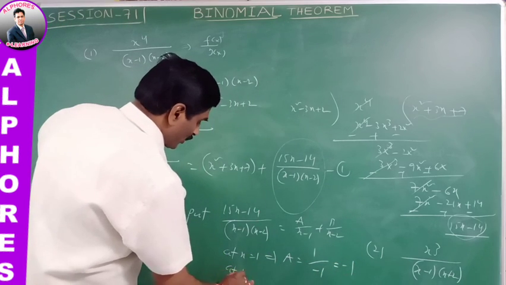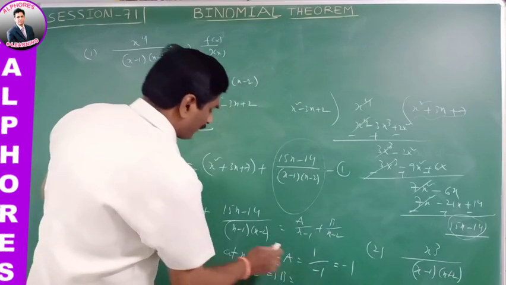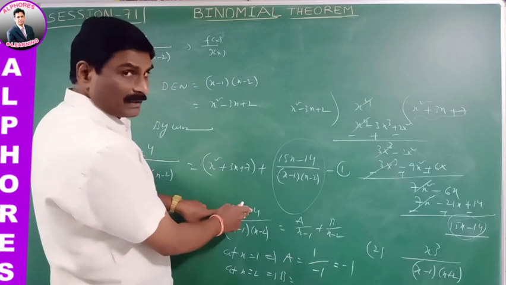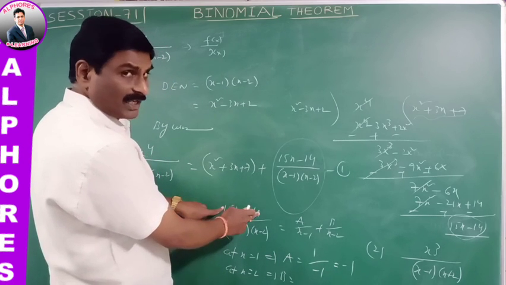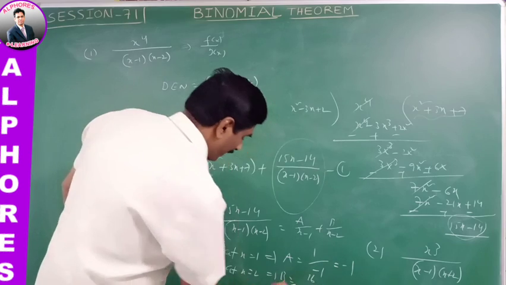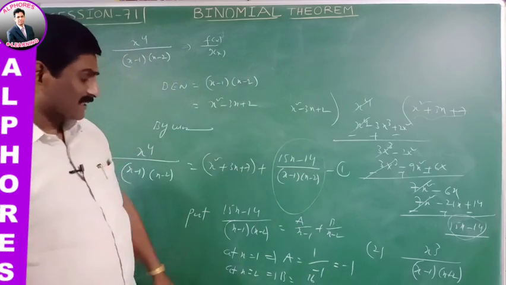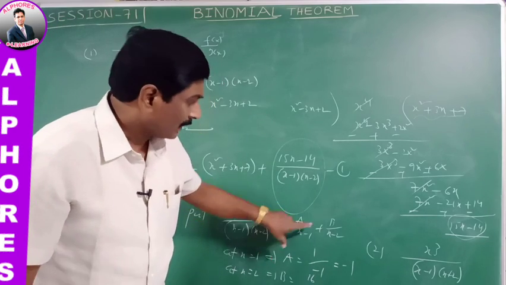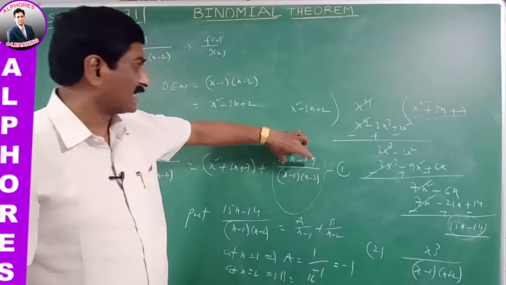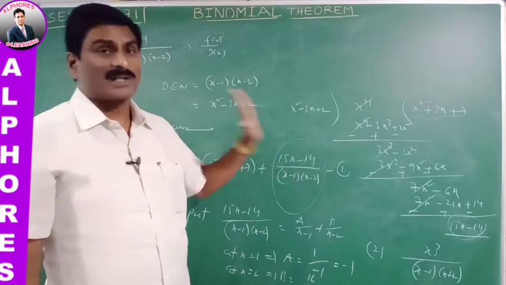Next, at x is equal to 2, what is the value of b? 15 times 2 means 30 minus 14. 30 minus 14 means, what is that value? 16. 16 by, here 2 minus 1 means 1, so b is equal to 16. What are the partial fractions? It is minus 1 by x minus 1 plus 16 by x minus 2. Substitute these values in this equation, we get the partial fractions.